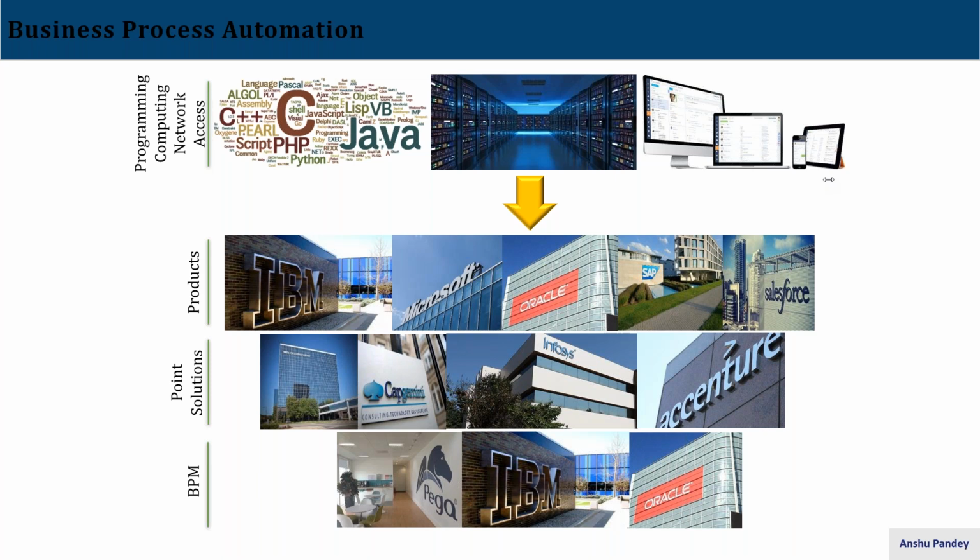Or if you talk about a healthcare organization, a business process could be validating a patient, identifying the patient's identity, or processing a patient report, right? If you talk about the supply chain industry, a business process could be tracking a particular product, where it has reached, and updating the customer.